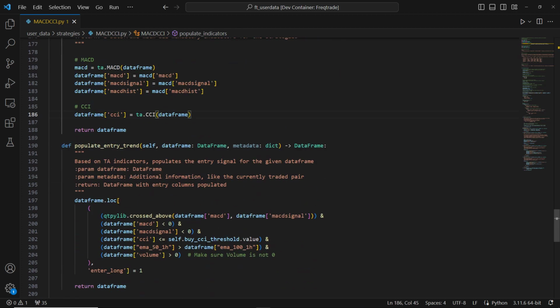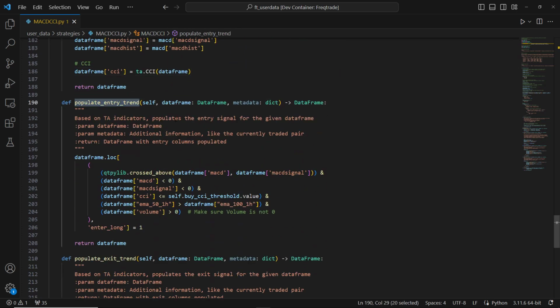Within the populate entry trend function, we use the MACD and CCI indicators to guide our trading decisions. A long position is initiated when the MACD line, the fast-moving average, crosses above its signal line, the slow-moving average, provided both values are below zero.